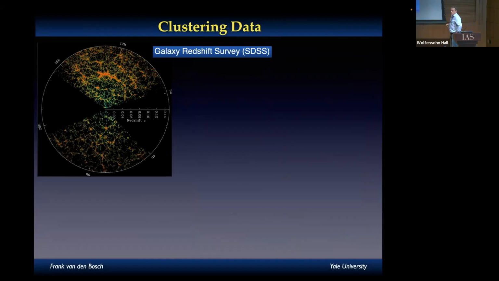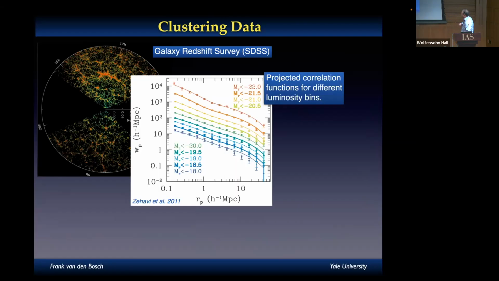So one thing we can use is clustering. So how does this work? Well, you take a redshift survey like Sloan. We're in Princeton here, you've all seen this. Then from that, you can construct, for example, the projected correlation function as a function of projected separation. Different colors correspond to different magnitude bins. Red are the bright galaxies, blue are the faint galaxies.